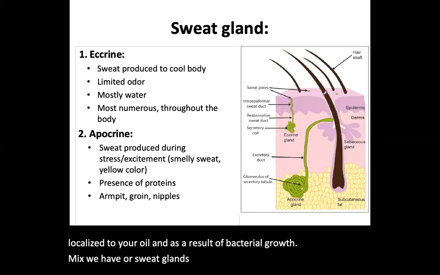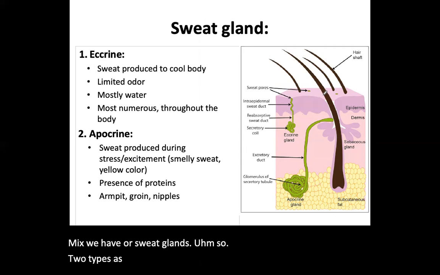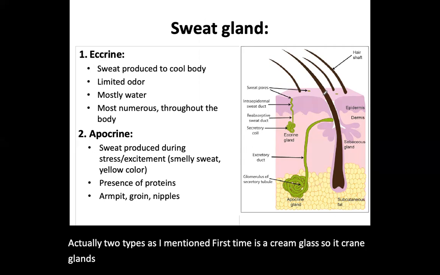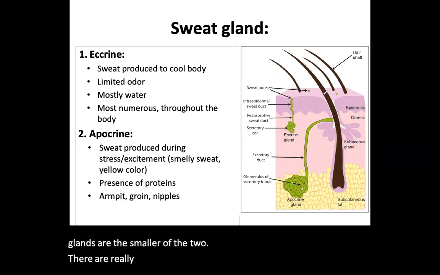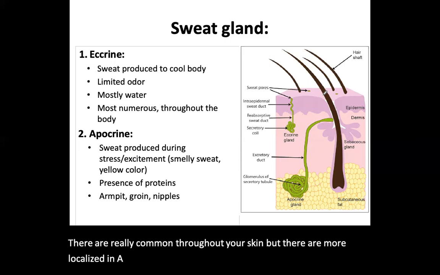Sweat glands are actually two types, as I mentioned. First type is eccrine glands. So eccrine glands are the smaller of the two. They are really common throughout your skin, but they are more localized in specific parts of your body.